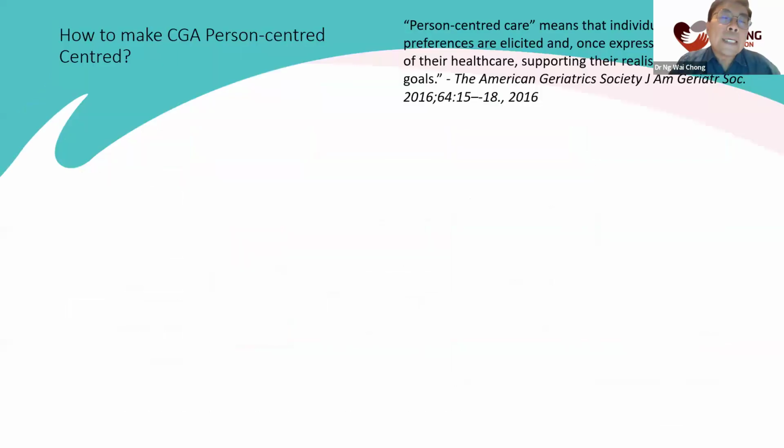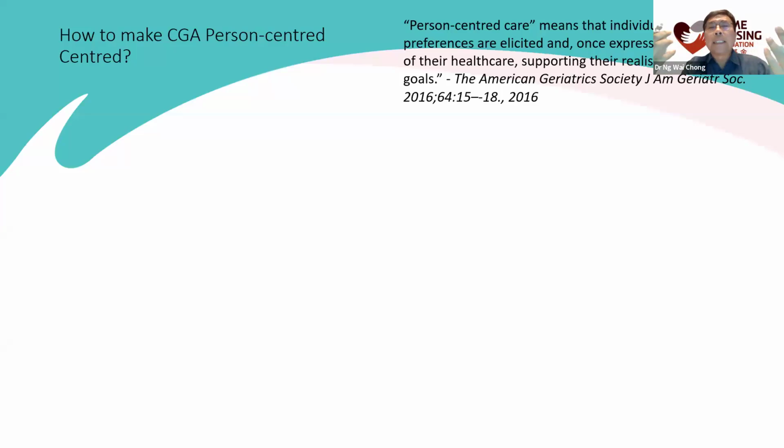So how do we make geriatric assessment more person-centered? I mean, in the community, we know we are going to their house. It's not that they come to our clinic. They are the boss. They are the owner of the domain. Okay. So we go there, we are guests. If you are not person-centered, then it's very hard for us to connect.